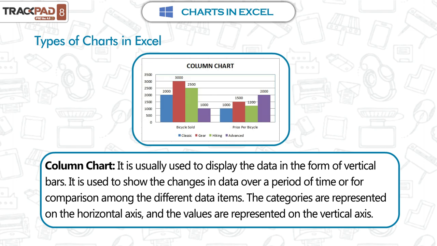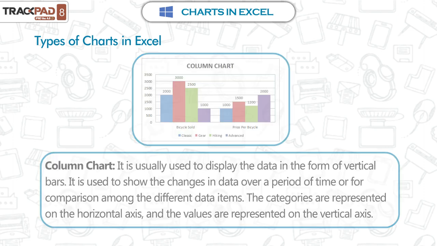Column chart. It is usually used to display the data in the form of vertical bars. It is used to show the changes in data over a period of time or for comparison among the different data items. The categories are represented on the horizontal axis and the values are represented on the vertical axis.